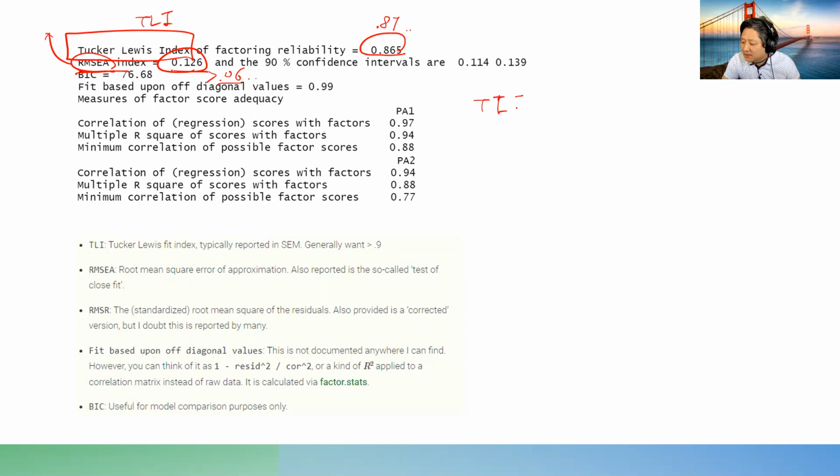TLI is a measure of fit, so we want these values greater than 0.90, or at least close to 0.90. 0.87 is somewhat low, but I will say it's okay based on our clear factor patterns. Even though the TLI and the RMSEA are somewhat low, our factor pattern is so clear with the two-factor solution, so I would say this is fine.